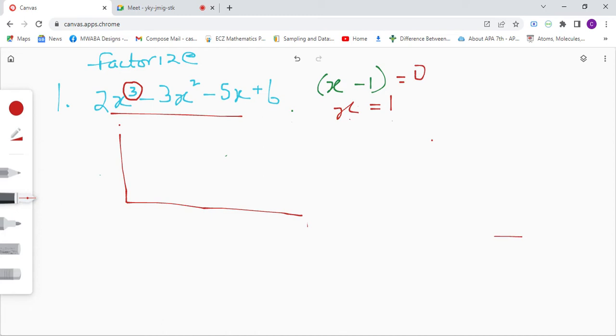So this 1 here is the one we put outside. We list our coefficients and our constant from the polynomial. The coefficient of x cubed is 2. The coefficient of x squared is negative 3. The coefficient of x is negative 5. And our constant is 6. We begin, we drop our 2.